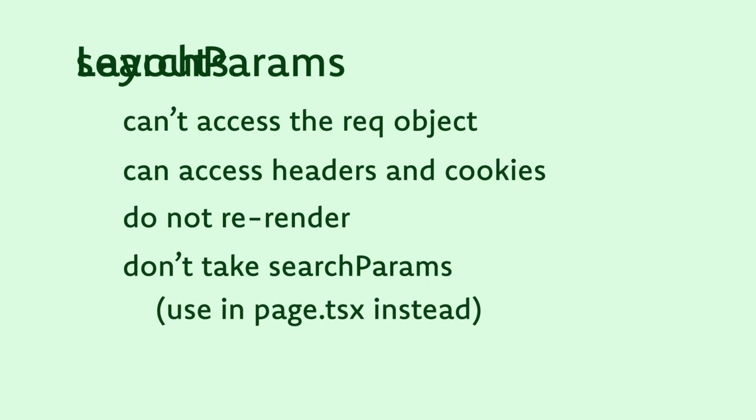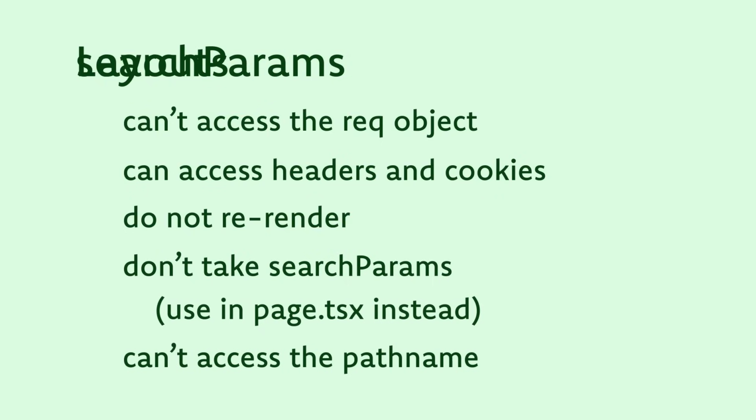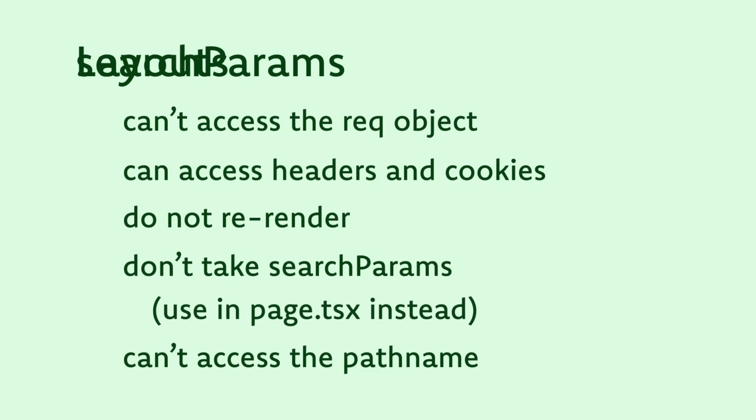Lastly, layouts cannot access your path name. Path name is only accessible through client components, and since layouts are server components by default and by design, the path name would become stale between navigations, making it useless. Instead, you'll want to use a client component and the use path name hook to access the current path name and prevent the path from becoming stale.